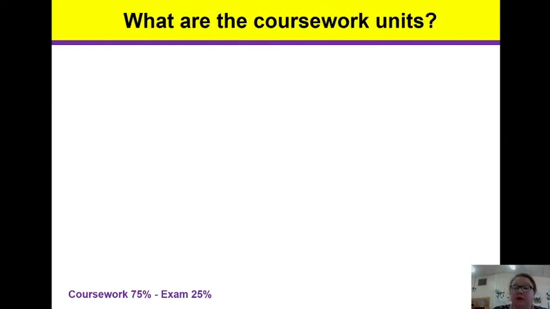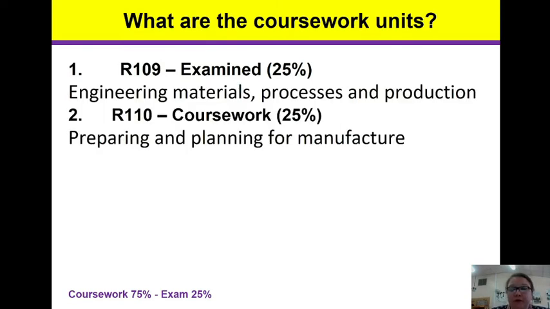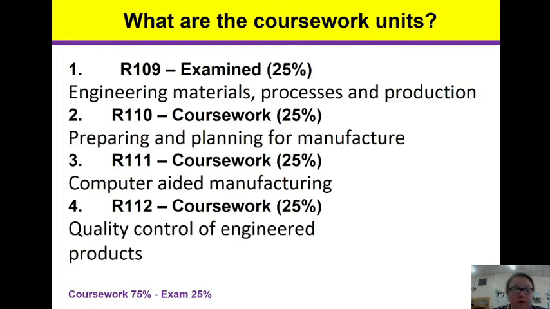The units of work are R109, R110, R111 and R112. R109 is worth 25% and is an exam that is sat in the 1st January of Year 11. There is a resit opportunity for this the following summer. R110 is a coursework unit of work that pupils have been working on throughout Year 10 so far, and R111 and R112 are units of work they will be completing in Year 11.